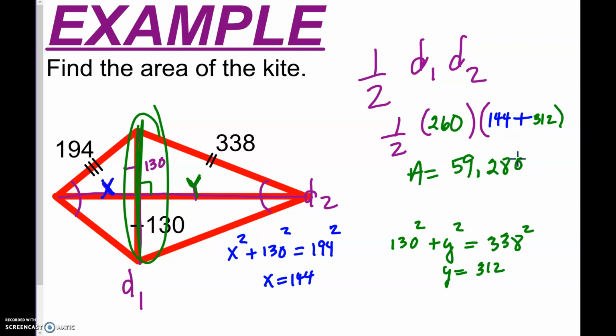Almost makes me want to recheck my math and make sure that I did this right. 59,280. Okay, and there's no units here, so I'm just going to write units squared. They didn't give anything specific.